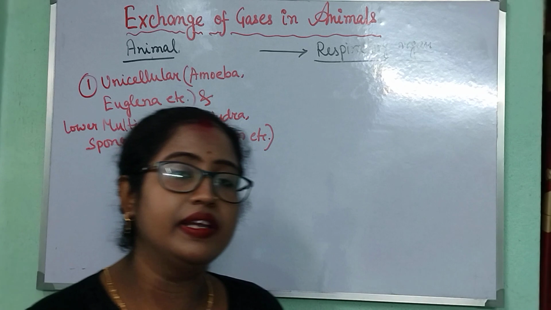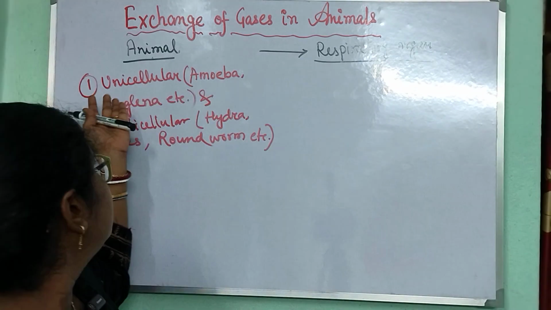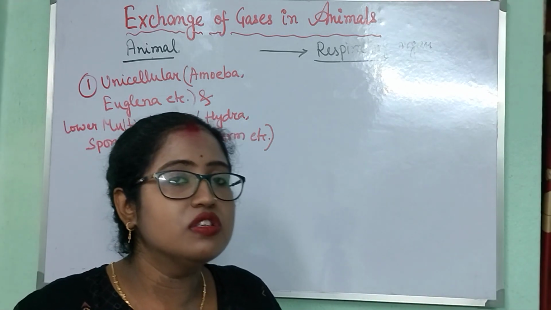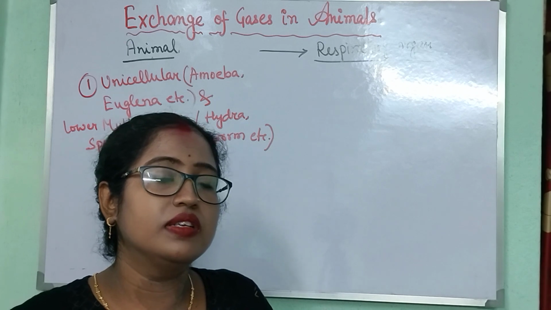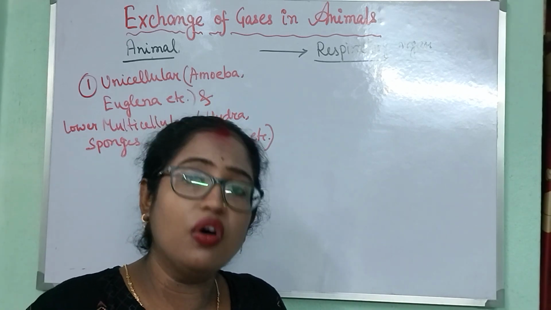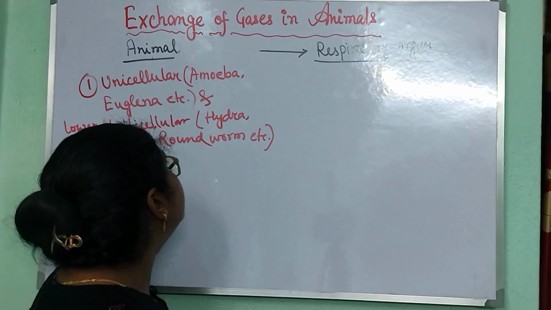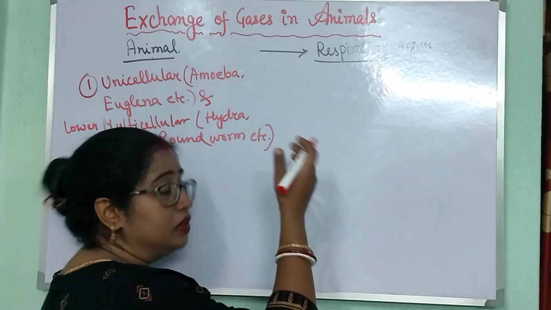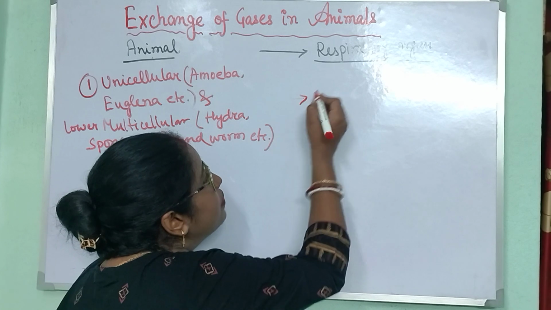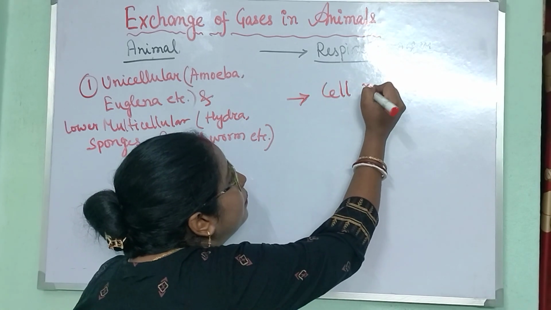They don't have any organ in their body. The unicellular organisms contain only one single cell, so it is not possible for a single cell to possess an organ inside it. So in amoeba, euglena, or in hydra, the multicellular organisms, or the roundworm, the respiration process is done via their cell membrane.